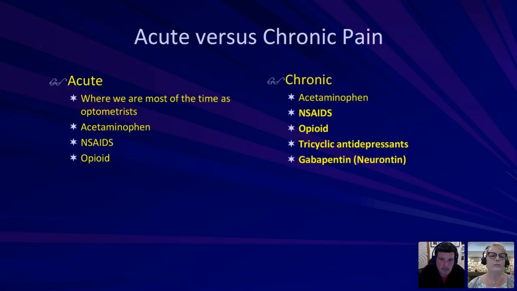Where you treat most of the time as optometrists, it includes acetaminophen, it can include also NSAIDs, and it can also include our opioids. So you might choose to use one of those, acetaminophen or a non-steroidal or an opioid. And in some cases, you might use all three of those. And that would be a great choice for some patients with acute pain. Chronic, we do the same list, acetaminophen, non-steroidals, opioids. But then again, we have additional medications that we're adding on to that list.